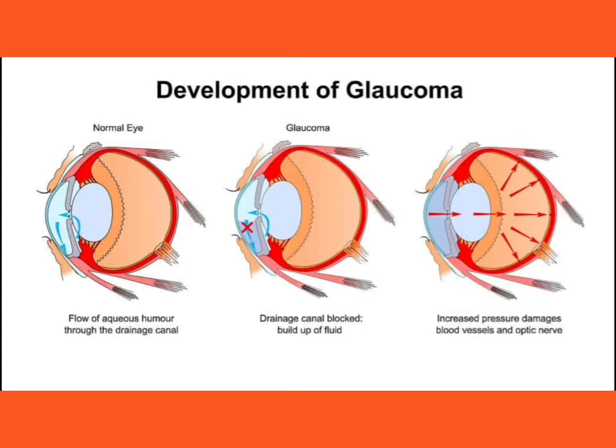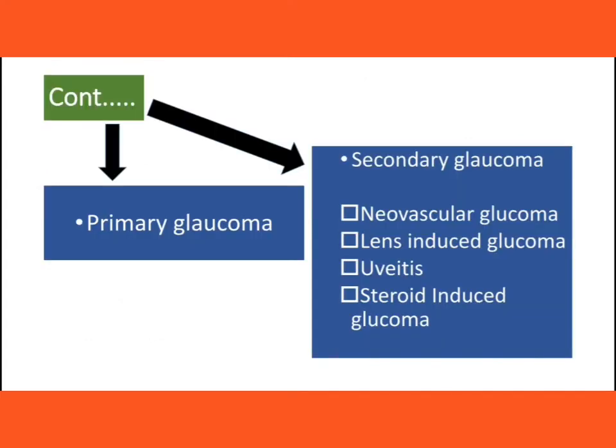In glaucoma, first of all, the peripheral field is affected, then the central. So if the person has glaucoma, he will complain that he is not able to see the sides and he can see only the center. That is called tunnel vision. Okay. Glaucoma also has two types: primary glaucoma and secondary glaucoma.